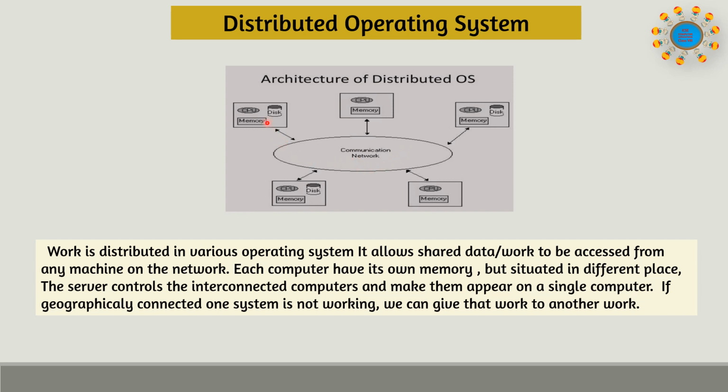And if geographically connected computers, one computer is not working, for example this computer is not working, then that part of the work which this computer is supposed to do can be given to the other computer, so that the work will not be stopped and will be completed in time.